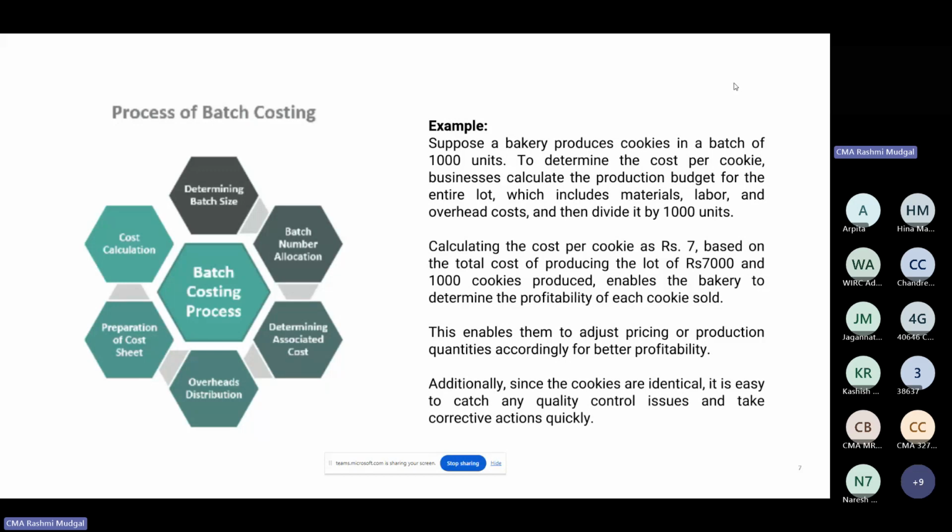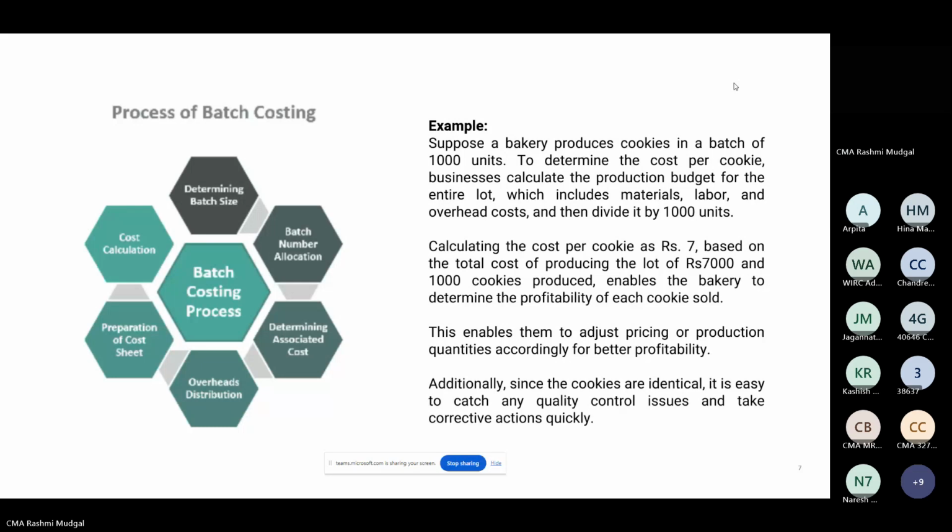Okay, so how does process batch costing work? Firstly, we decide the batch size. What is the capacity of the company? What is the machine capacity? What is the bottleneck of the company? We determine the batch size, that we can make 700 products in one batch, or we can make 100 meters of cloth in one batch. So we determine the batch size.